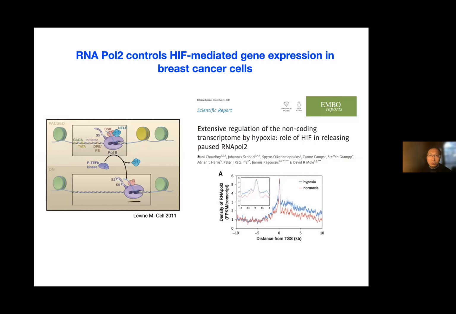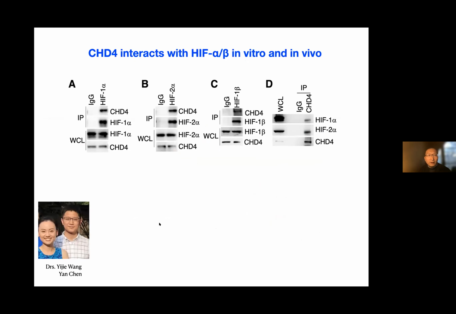So we also know that RNA-PO2 is essential for gene transcription. Previous RNA-PO2 ChIP-seq studies show that RNA-PO2 pausing and releasing is essential for HIF-dependent gene transcription. So the question is, what's the underlying mechanism? We recently found that a chromatin remodeler called CHD4 can interact with HIF-1 alpha and HIF-2 alpha.